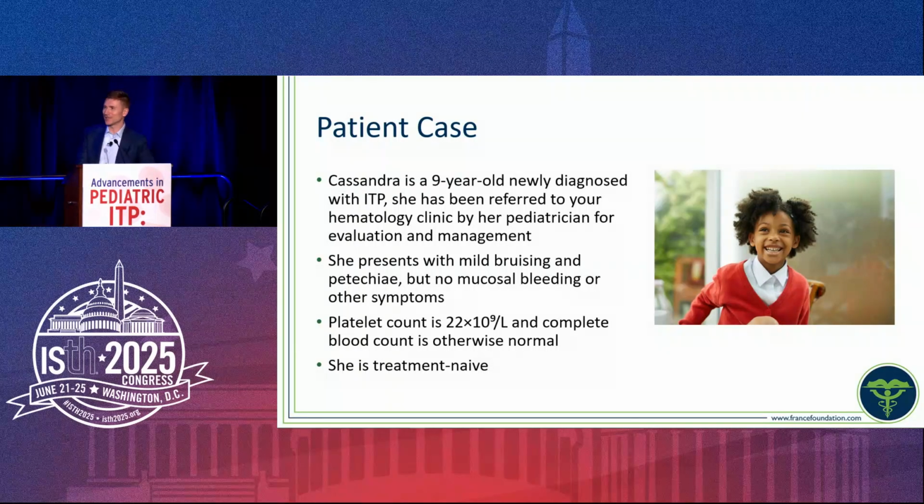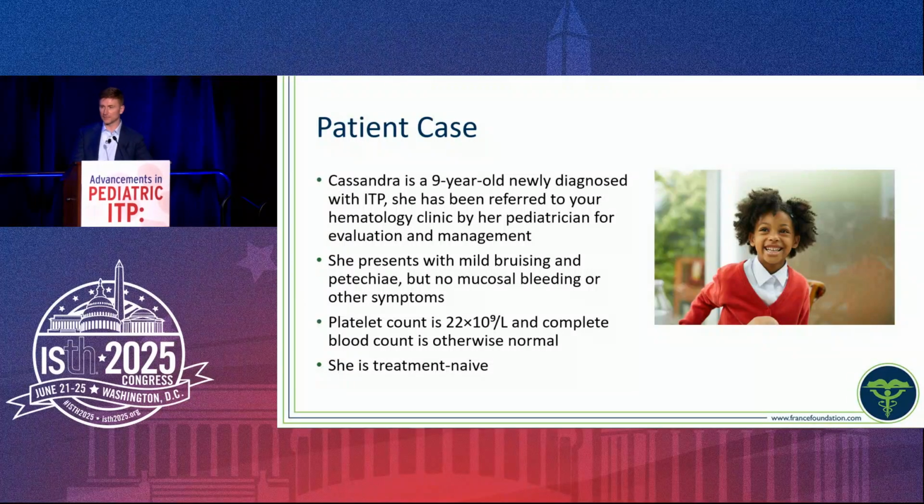Let's get to our patient case. Cassandra, in this picture here, is a 9-year-old newly diagnosed with ITP. She's been referred to your pediatric hematology clinic from a pediatrician for further evaluation and management. This time she's presented with mild bruising. She has a few petechiae, but no mucosal bleeding or other symptoms. When you do a CBC, her platelet count is 22, and otherwise the CBC is normal.